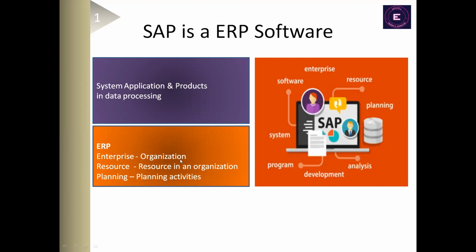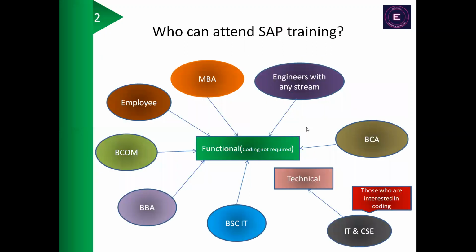Enterprise means the organization for which we will be working. And the resources, who are the resources for an organization? Employees. So manpower, machine, method, money. These are all we require to run any business, so these are the resources for any organization. And planning. Why do we need planning? We need to plan everything in an organization, right? So that is how we use this SAP ERP software to run the business.